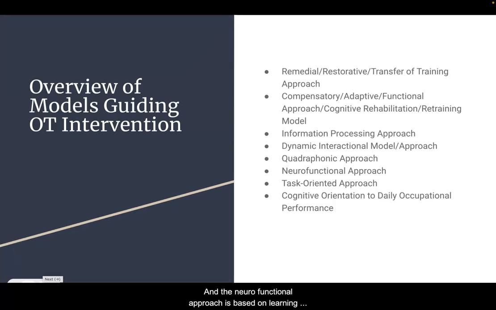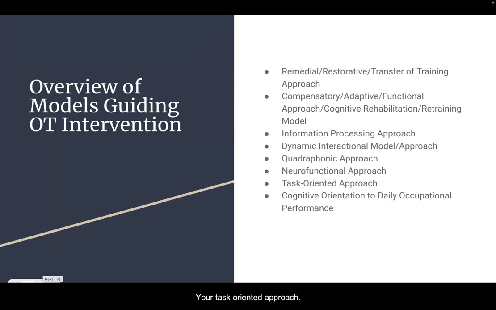And the neurofunctional approach is based on learning theory. It's specifically used for individuals with acquired brain injury or acquired neurological impairments such as TBI or CVA. It focuses on retraining real-world skills rather than the cognitive perceptual process. It utilizes an overall adaptive approach, but incorporates some remediation components. The treatment is focused on training specific functional skills in true contexts.